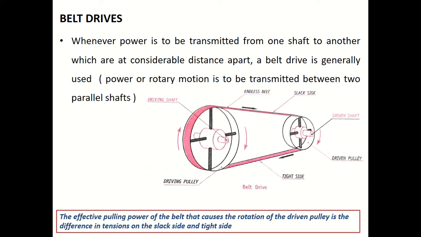So the effective pulling power of the belt that causes the rotation of the driven pulley is the difference in tension between the slack side and the tight side. Hope you understand the demonstration. We move on to the next slide.